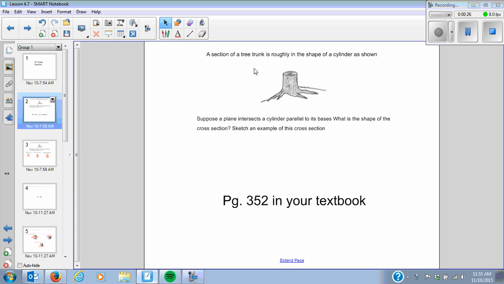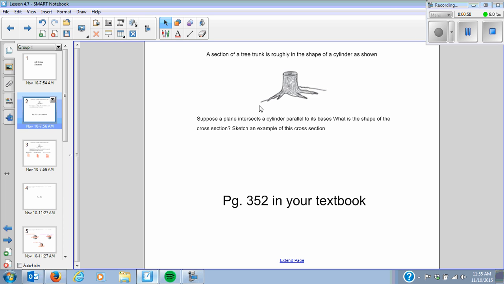So the first one is actually on page 352. A section of a tree trunk is roughly the shape of a cylinder. As you can see, if you cut right here, that'd be like the cylinder. So suppose a plane intersects the cylinder parallel to its bases. What is the shape of the cross section? And sketch an example. So parallel is going to be going through this way.